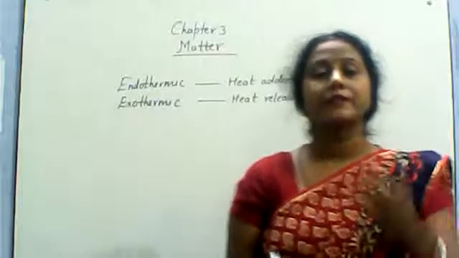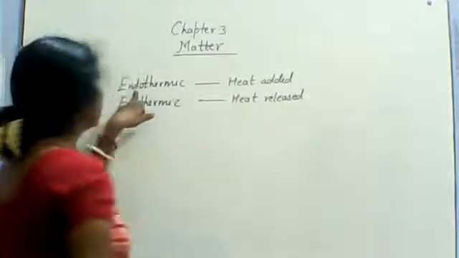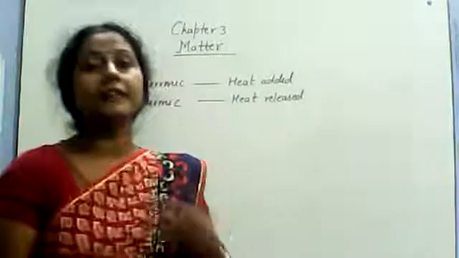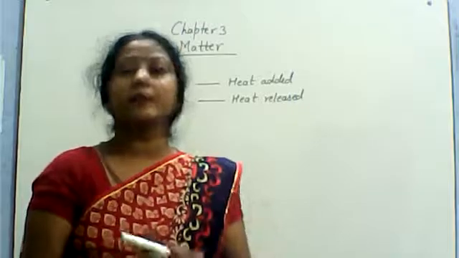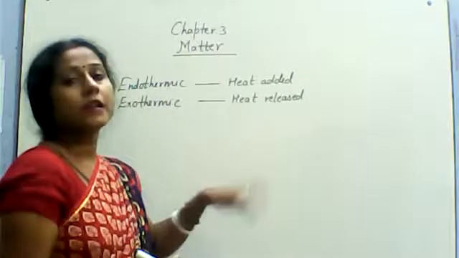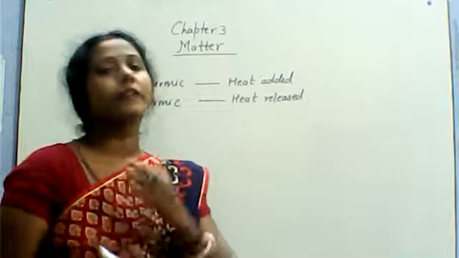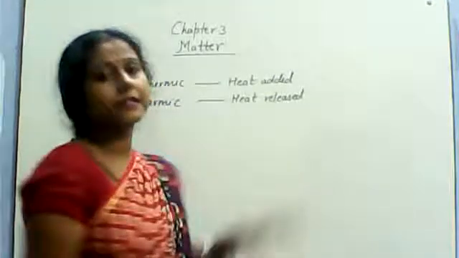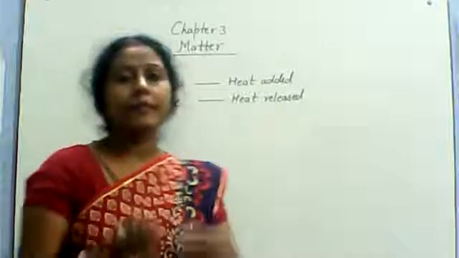In my previous video, I started chapter 3, matter, and we reached the topic of exothermic and endothermic. Just reminding you: endothermic is when heat is added to a substance. If heat is released from the substance, then it is called exothermic. Depending upon these two processes, I am going to explain some topics.